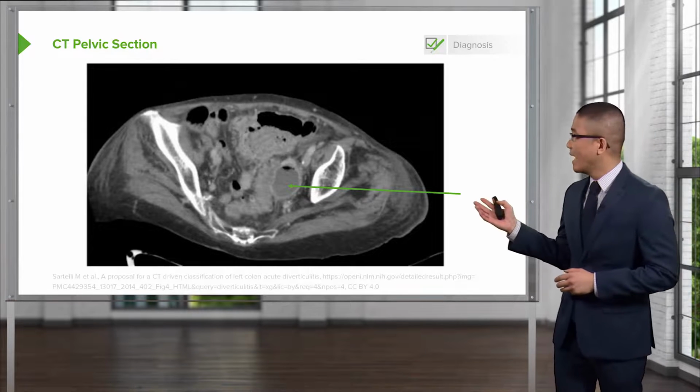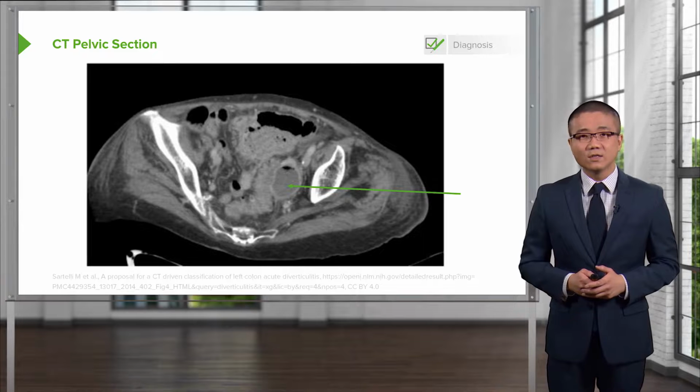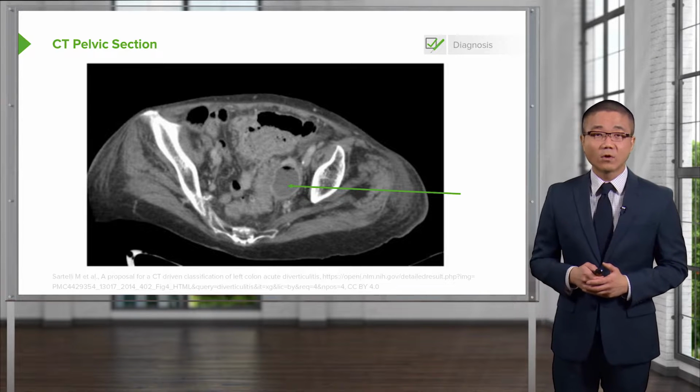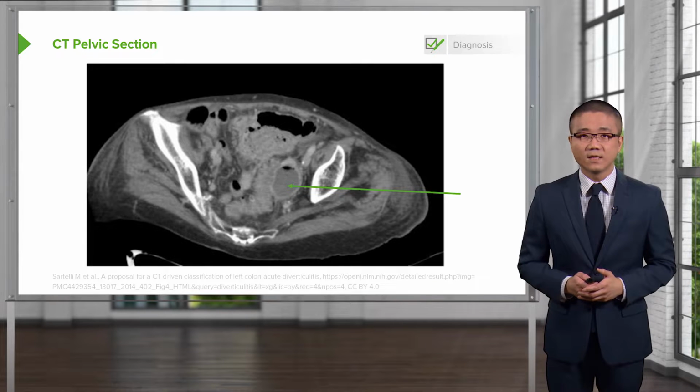Here you'll see a CT abdomen pelvis. The green arrow points to a collection. Notice that around the collection, it's a ring-enhancing collection with both a fluid and air level. This is consistent with a pericolonic abscess. You'll also notice that if you follow the sigmoid colon, there are little pockets of air along the lining of the colon, indicative of diverticulitis and microperforation specifically.